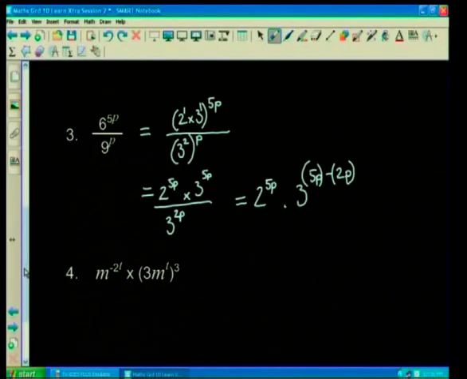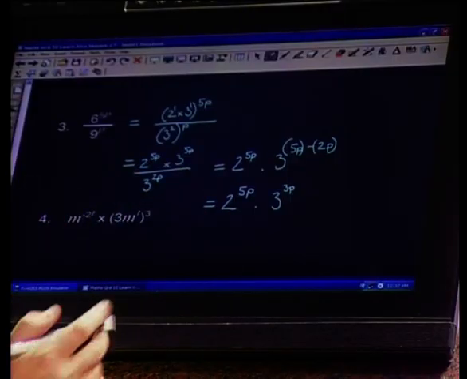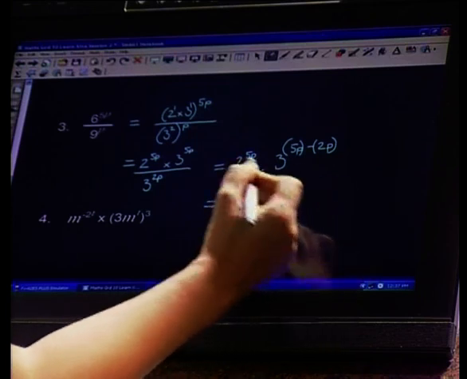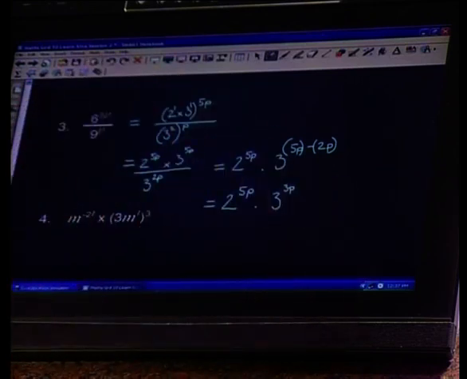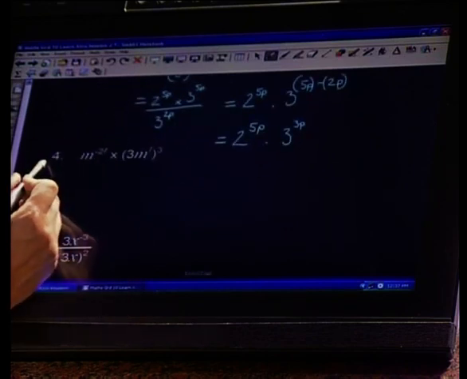Okay, we can't do anything with 2 to the power of 5p, so we're just going to rewrite it. And we can do something with the exponents of 3. 5p minus 2p gives us an answer of 3p. So our final answer is 2 to the power of 5p times 3 to the power of 3p. It is possible to do more at this stage, but not necessary. For instance, we could take out p and put it on the outside of the brackets, but it doesn't make a difference to our answer, so we're not going to do it. The next step, or the next question.